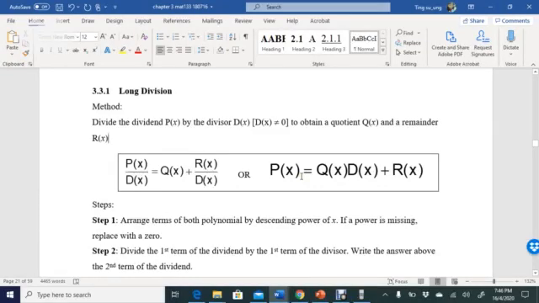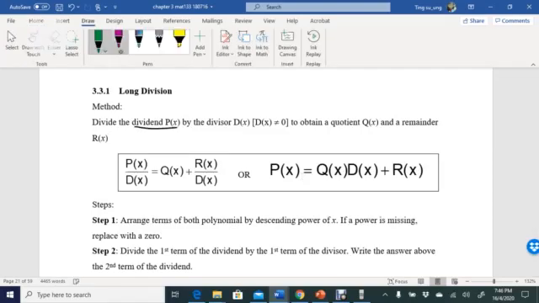Okay, long division. So what is long division? Long division is a method that divides the P(x) by the divisor D(x). You must remember the divisor will not be 0, to obtain a quotient Q(x) and a remainder R(x). So the remainder will always be on the numerator.